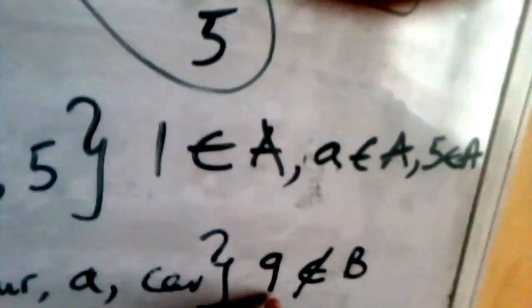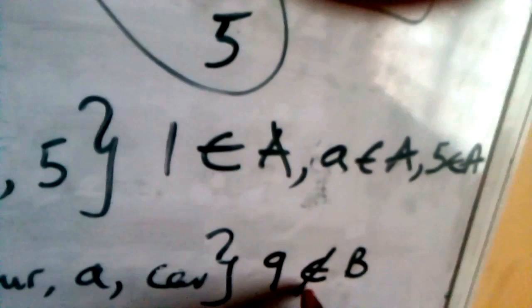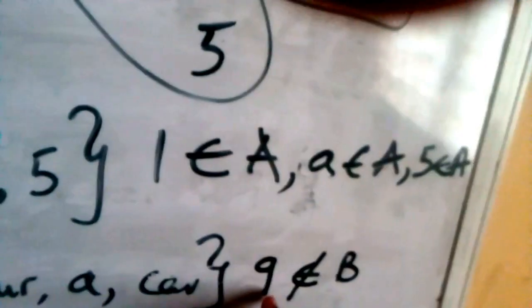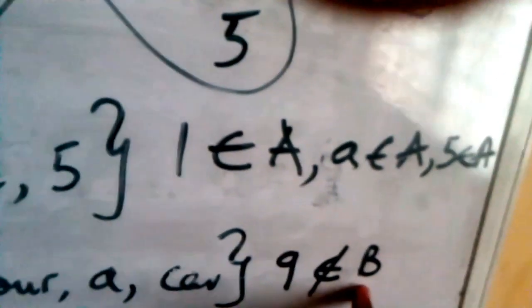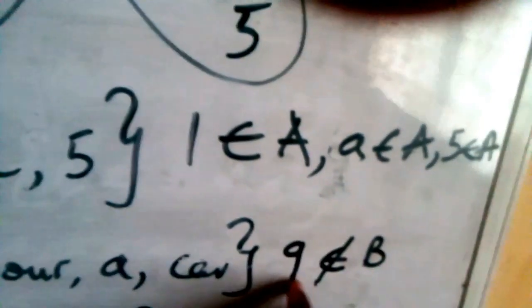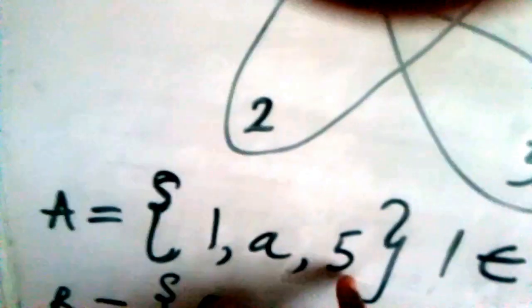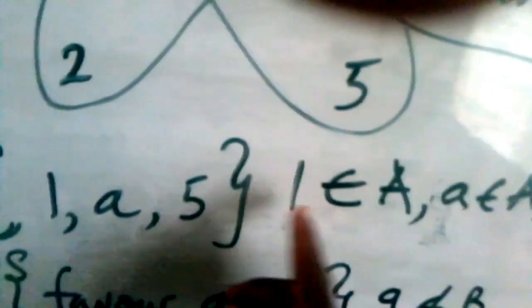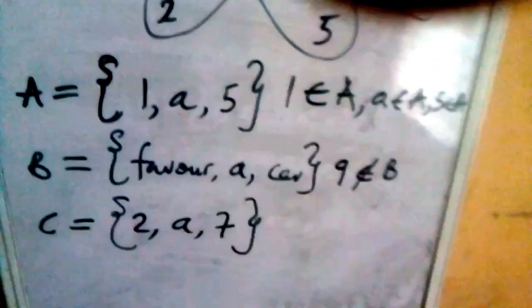Now look at this 9. You can see that the E is coming with a cross, telling us that 9 is not an element of B. That is what it means. When you see this E symbol, it stands for element. So you can see now that 5 is an element of A, and 1 is an element of A. That's why we write it there as an element of A.